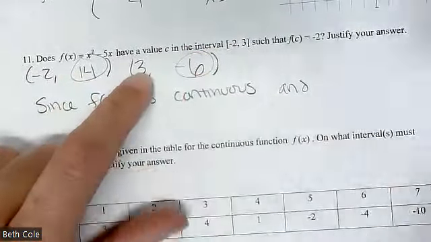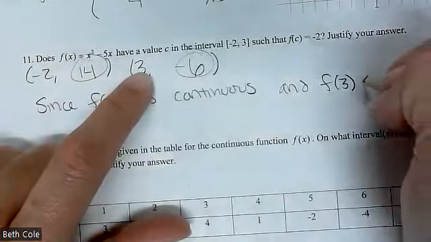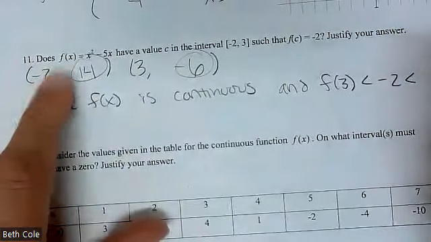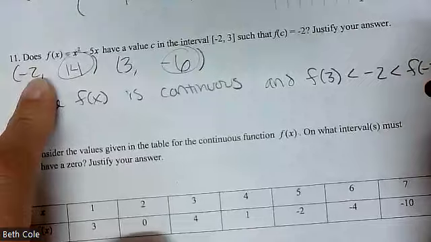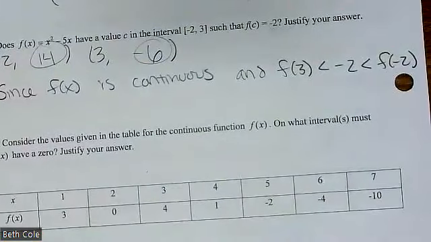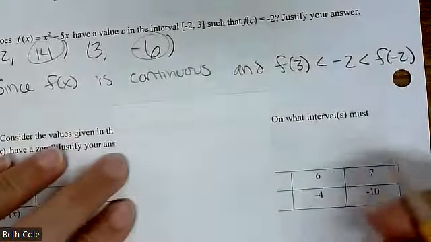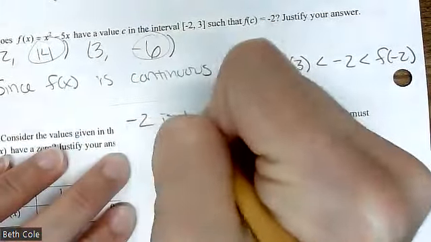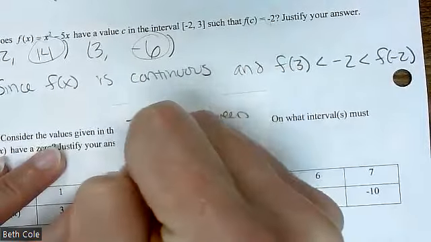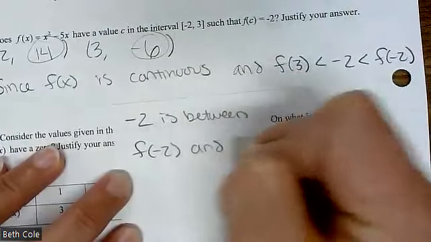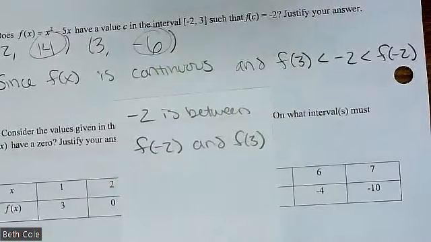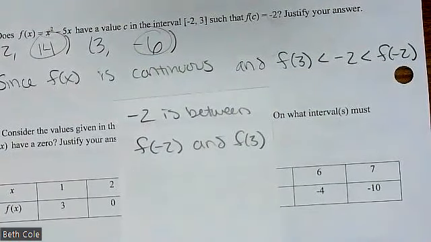All right. So -6 is the smaller one. That's f of 3. And then 14 is the bigger one. That's f of -2. If you don't like that, if you're like, that bothers me, remember you can write it out in words. You can say -2 is between f of -2 and f of 3. You can write it in words if you like that better, because the symbols do bother some people. But in some capacity, you have to say it's in between.